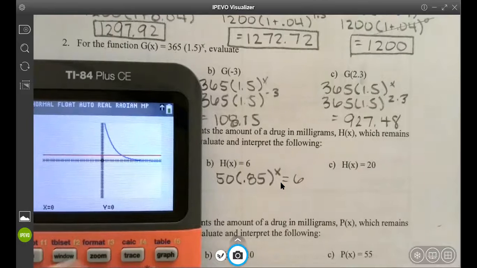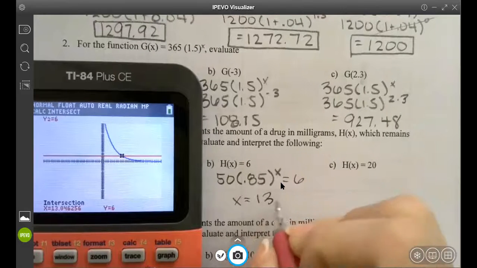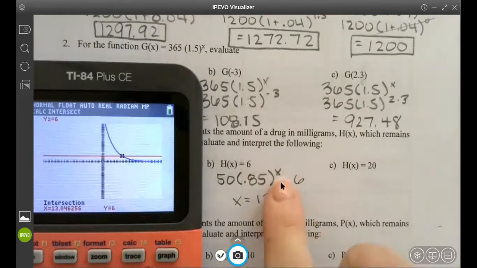All right, so second trace intersect, enter 3 times. And you'll see that your intersection is at 13.04. And why are we looking for x? That's the only variable left in the problem. So don't forget that.